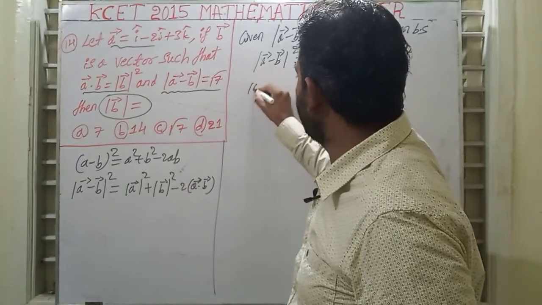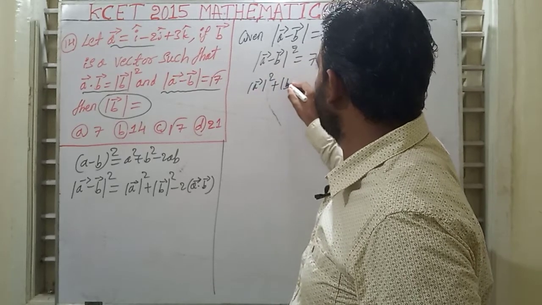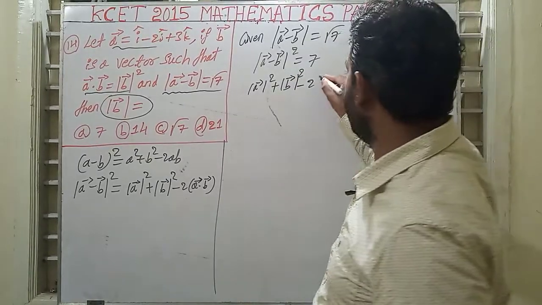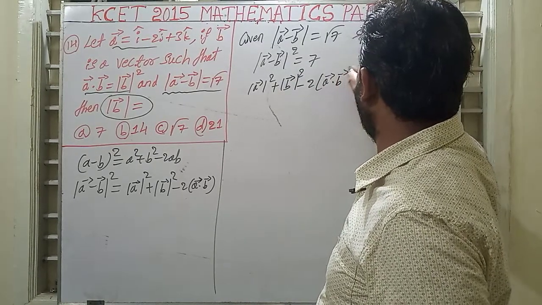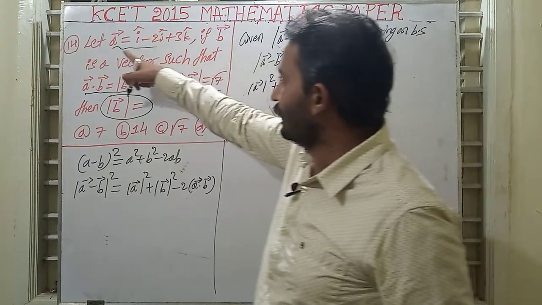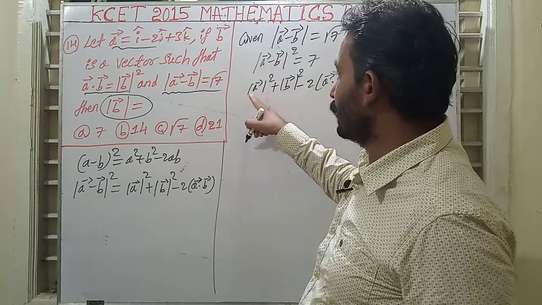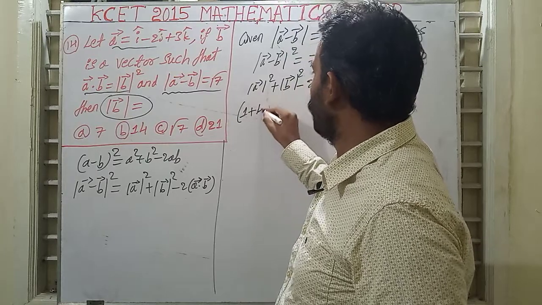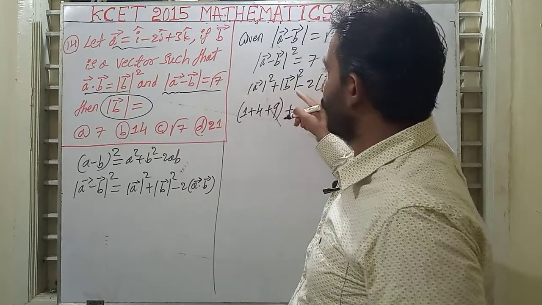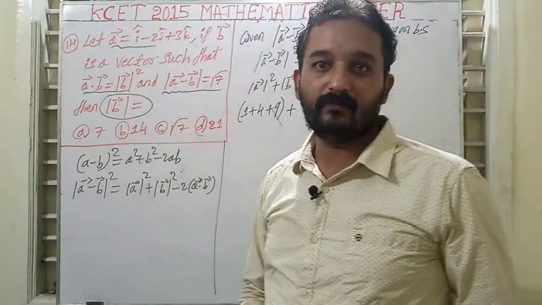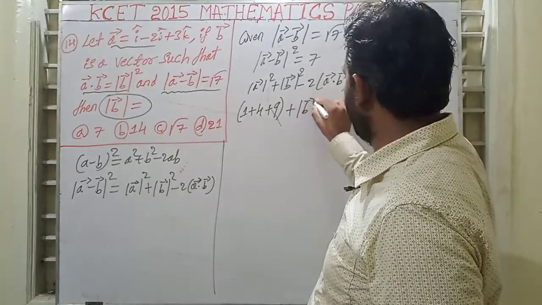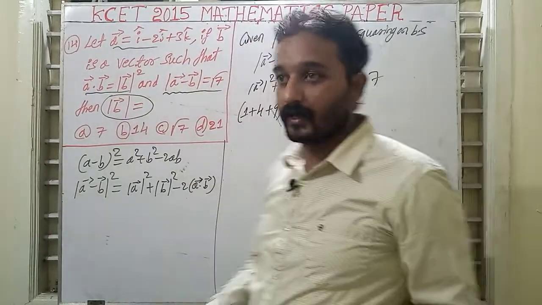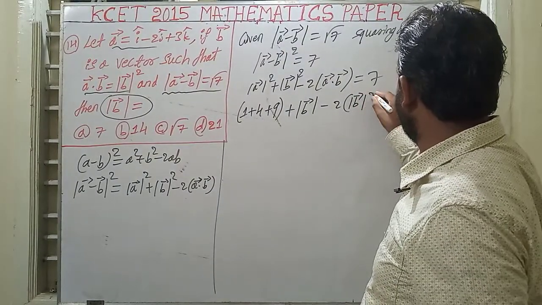So write down magnitude of a square plus magnitude of b square minus 2 into a dot b, equal to 7. So magnitude of a is given, we have to find out magnitude of a square. Square root is not there because square, so directly we can write 1 square 1, minus 2 square plus 4, plus 3 square 9, plus magnitude of b square as it is because we have to find out magnitude of b. Okay, so minus 2 into, once again using the given data, a dot b. What is the a dot b? Magnitude of b square. Write down magnitude of b square in this place.